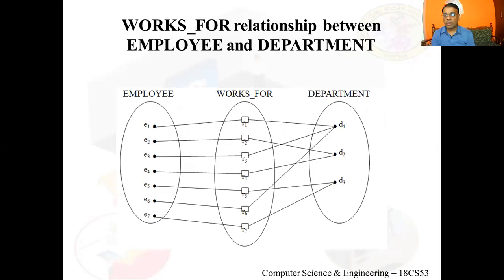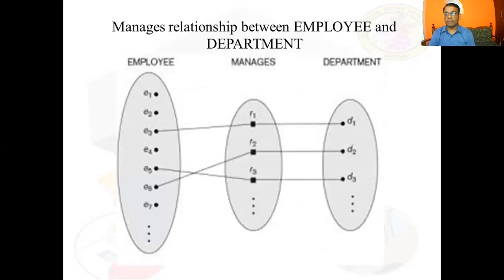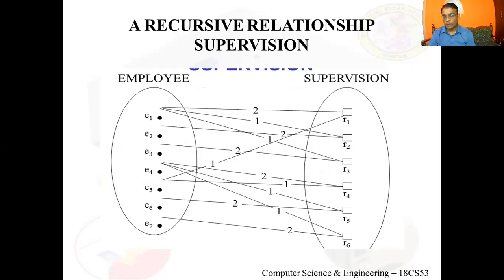So these role names are not significant if participating entity types are distinct. In this case, employee is distinct and department is distinct, so role names are not going to play much role here. If the participating entity types are similar, then there is a need for role names. For example, consider here, entity type employee is participating in the supervising relationship twice. That means employee manages employee. So that time role names are very much necessary.